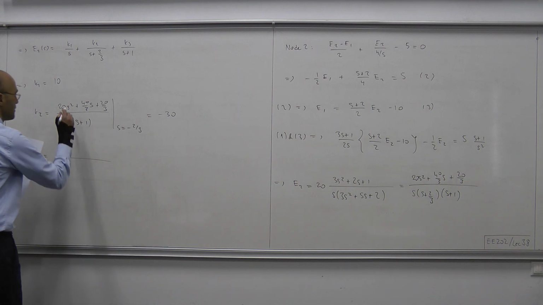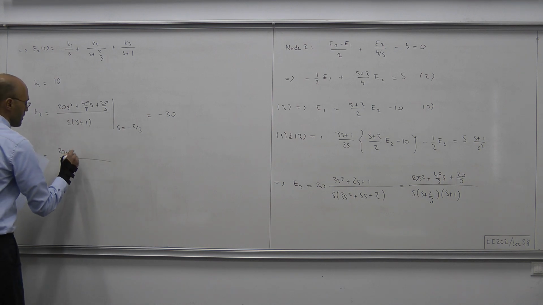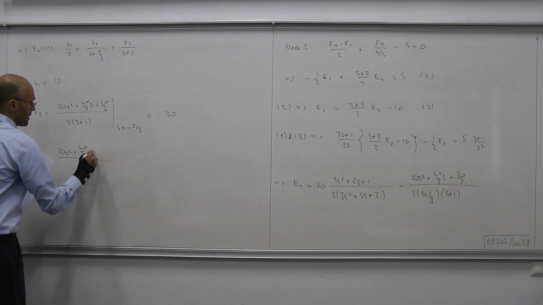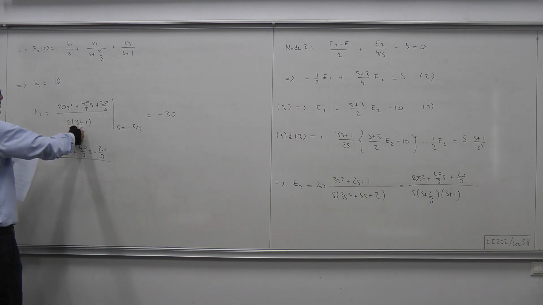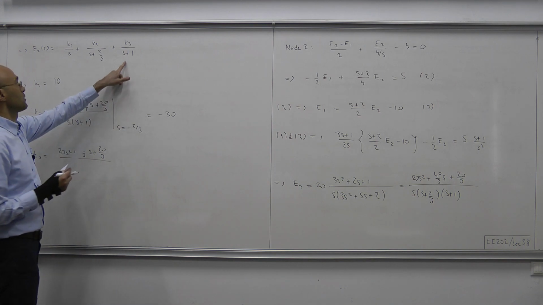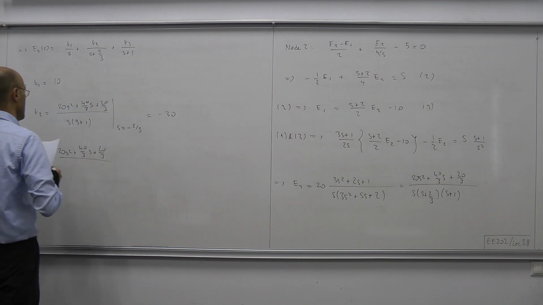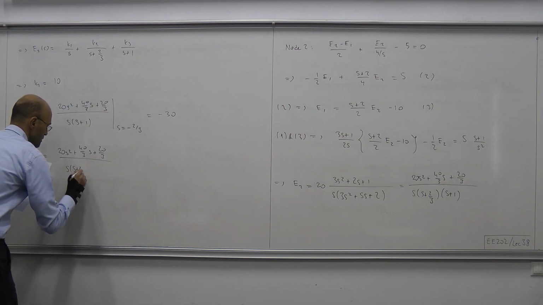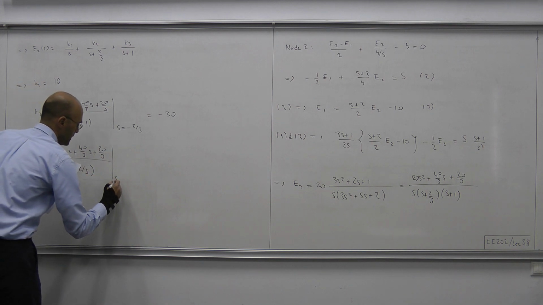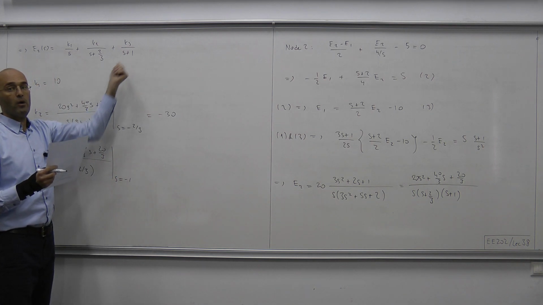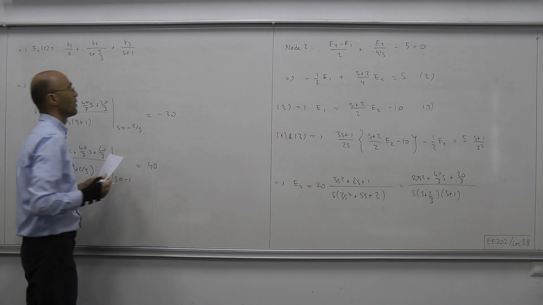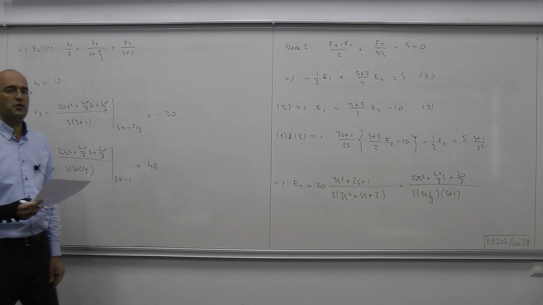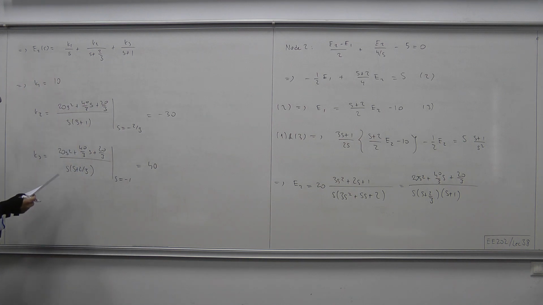And finally, K3 is, we do the same thing, 40 over 3s plus 20 over 3, and then this time this term is cancelled because we're multiplying E2 of s by s plus 1, and what remains is s times s plus 2 over 3, and this is evaluated at s equals -1, and that produces 40. Okay, and now we have figured out all the residues, and we're almost done.